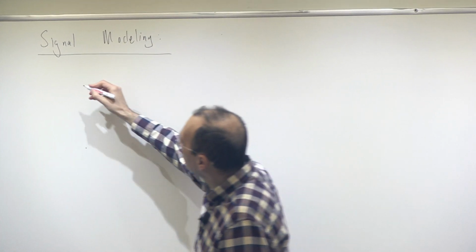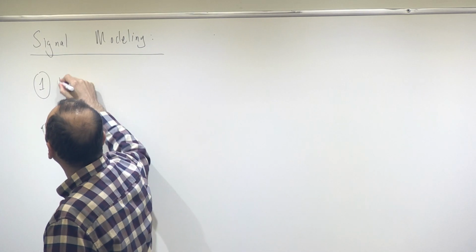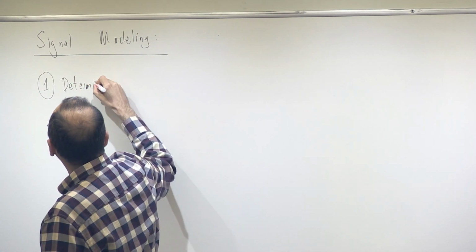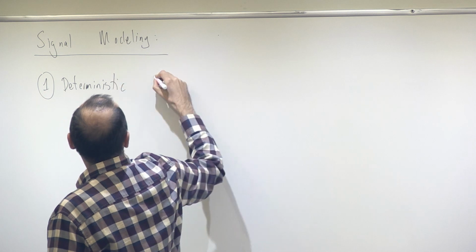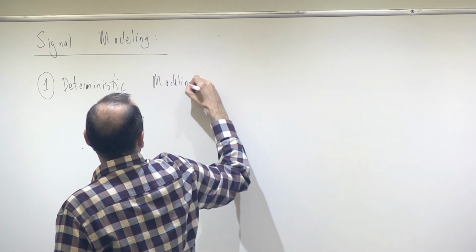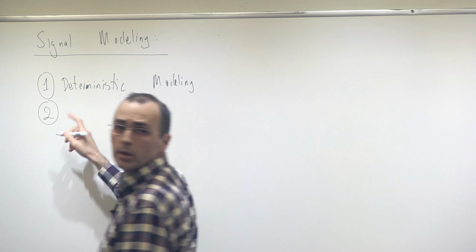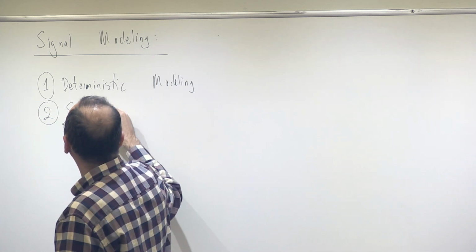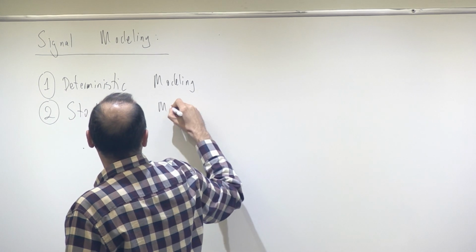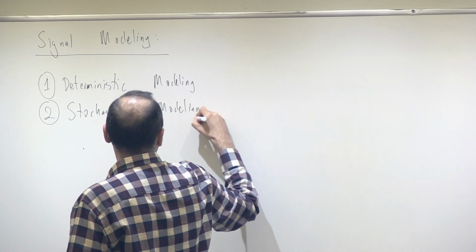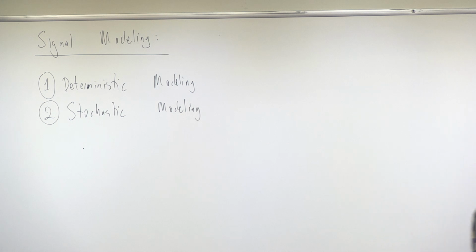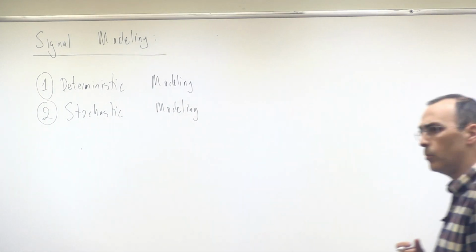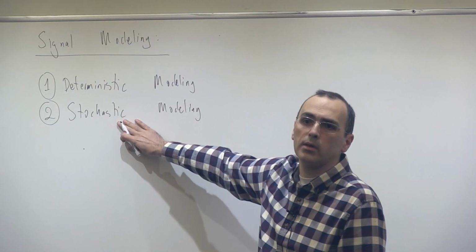So I would like to first briefly discuss deterministic modeling. And then I will start discussing our topic, which is stochastic modeling. Actually, you have already seen stochastic modeling, for example, Poisson processes, Markov chains, etc., that Elif Hoca started in module number 2, are examples of stochastic modeling.